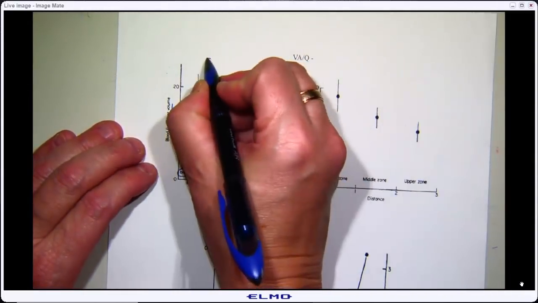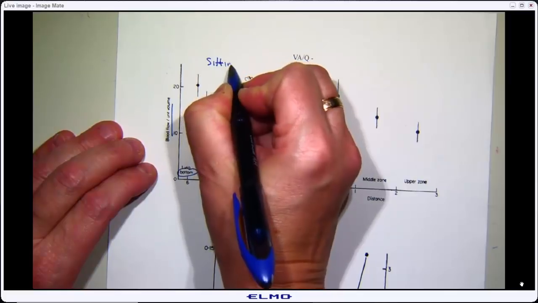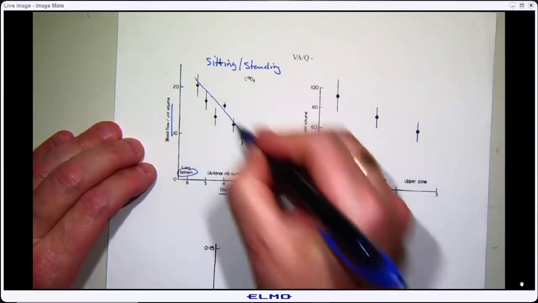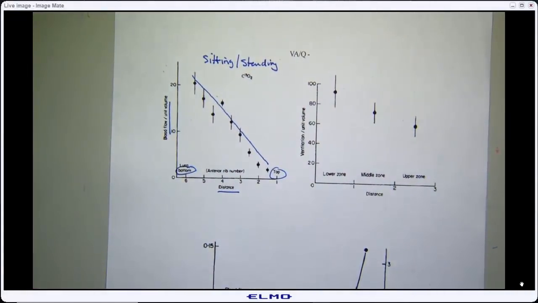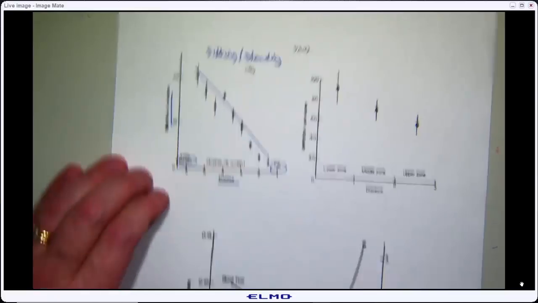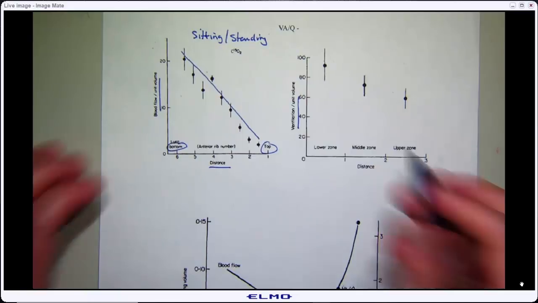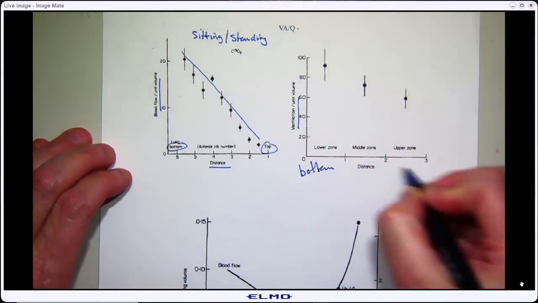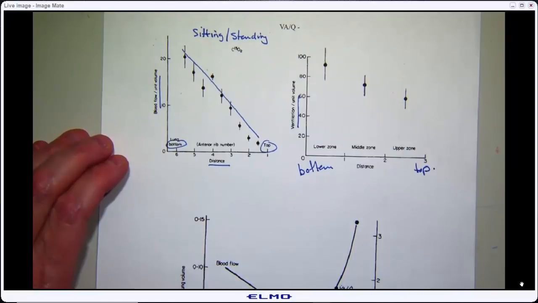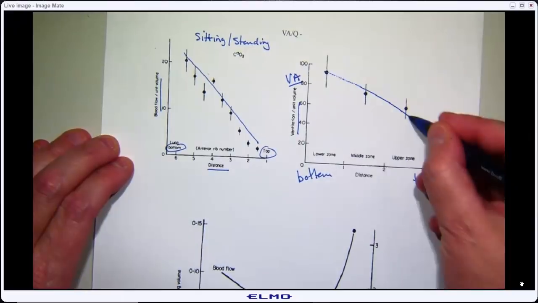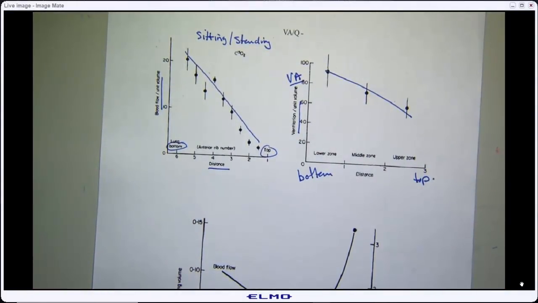All right, obviously this is when you're sitting or standing. And we have that distribution of blood flow from the top to the bottom. When we talked about airflow or ventilation, alveolar ventilation from the bottom to the top, we had a distribution where we had more air out of every breath coming into the alveoli at the bottom than at the top because of gravity.